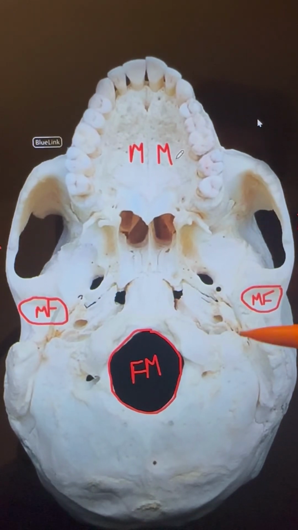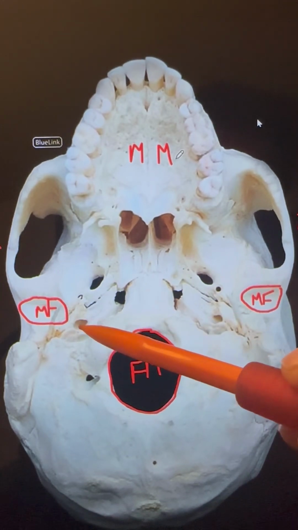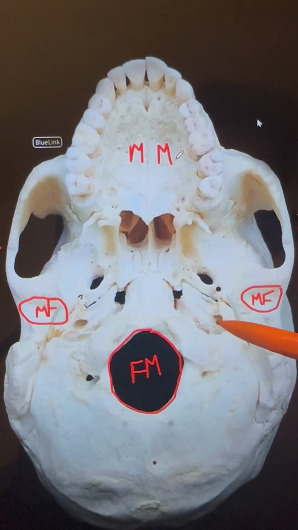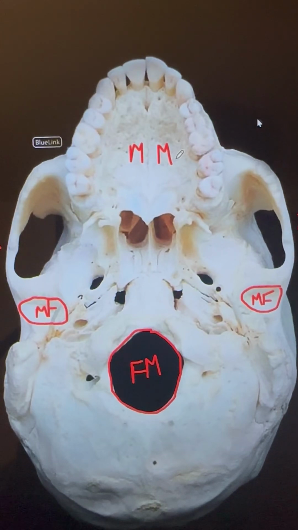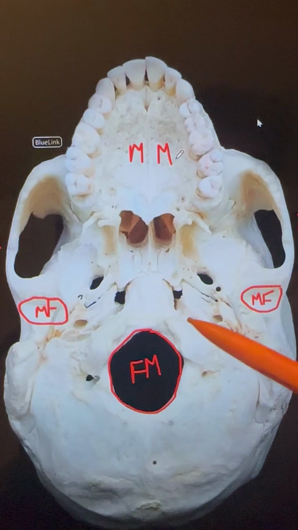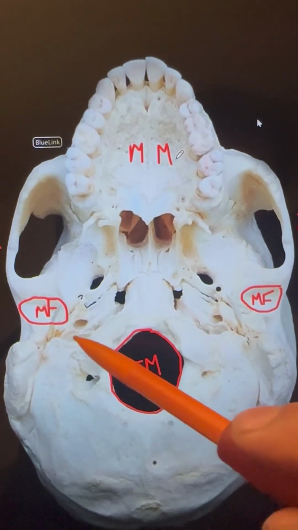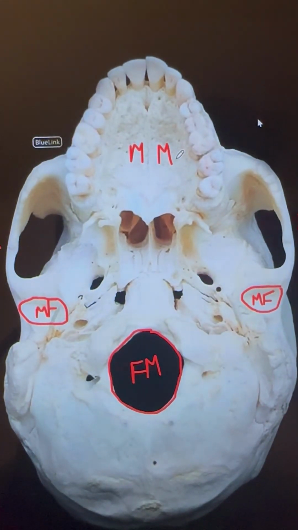You can see here in the temporal bone, the small foramen. This is called the carotid canal. The carotid artery from here goes to the brain. Carotid canal, and below this depressed area, there is another foramen we cannot see from here.